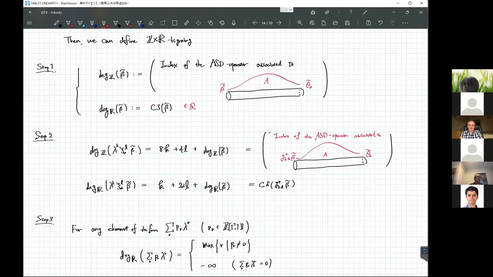And in step two, we can extend this construction to any monomial in our coefficient ring. For a monomial of this form, we define the Z grading as this, and this is related to the index of the ASD operator associated to this instanton. For a monomial of this form, we can extend its R grading as this, and this is geometrically related to the value of the Chern-Simons functional.